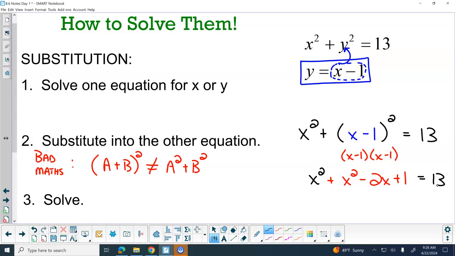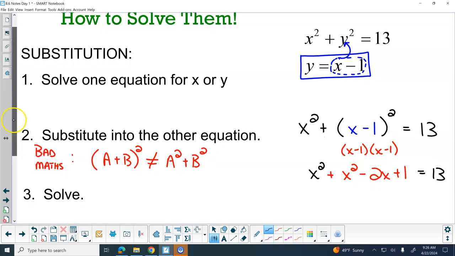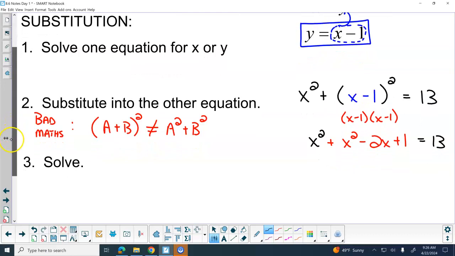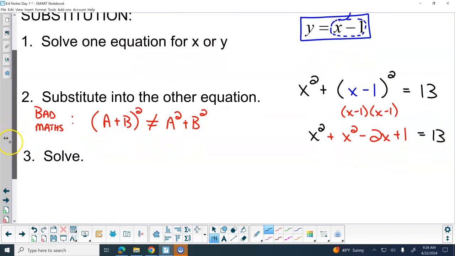Questions, comments, concerns, clarifications on how I got x squared minus 2x plus 1? Okay. Now, in order to solve this, you are going to more than likely get it equal to 0. And then you can factor.